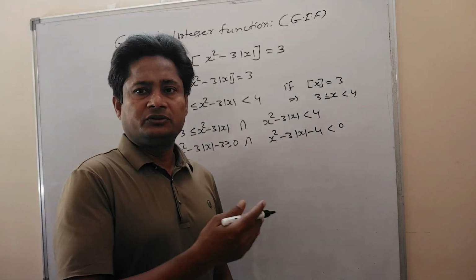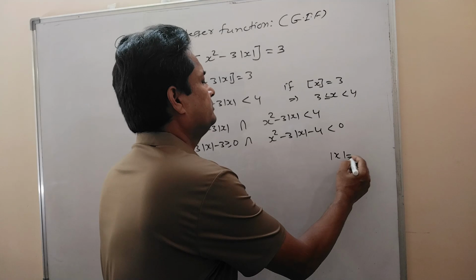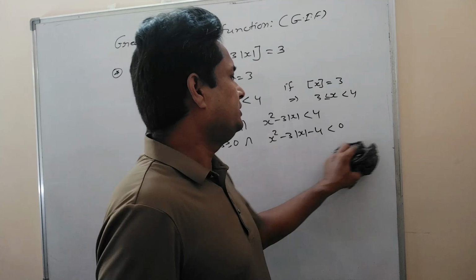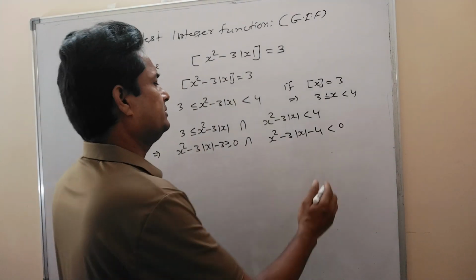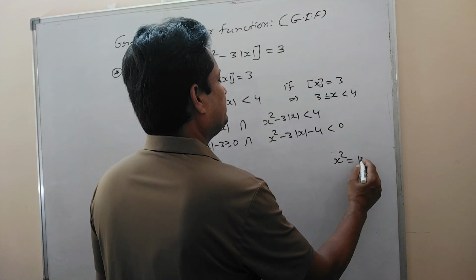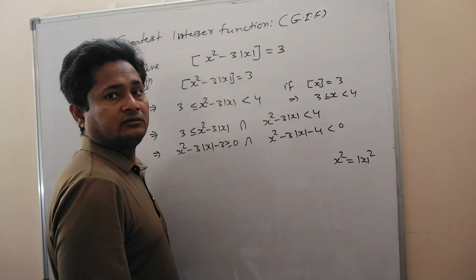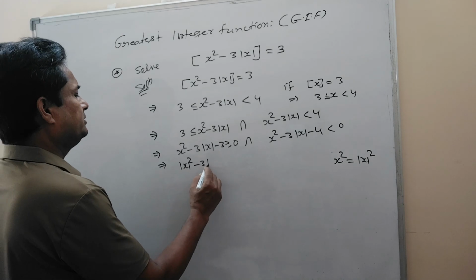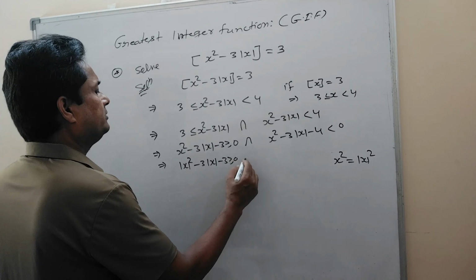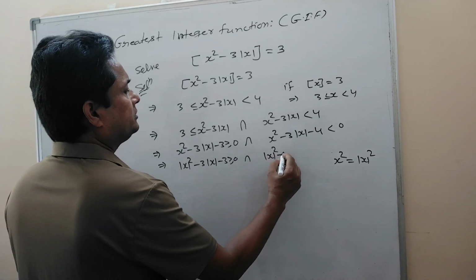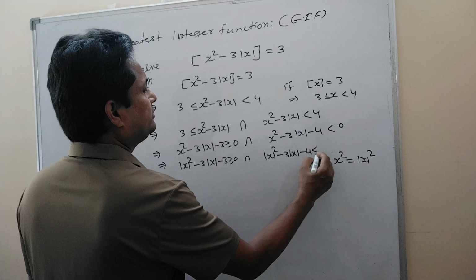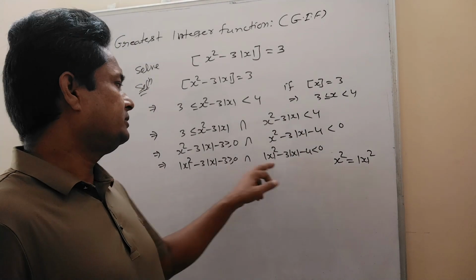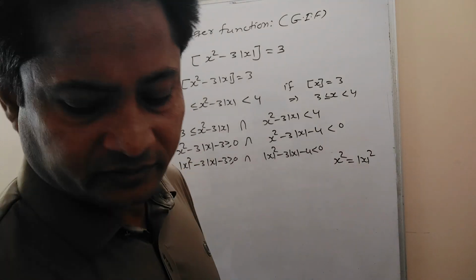Both can be solved by using a property. If we use the modulus function property, x square is equal to mod x square, so this can be written as: mod x square minus 3 mod x minus 3 greater than or equal to 0, intersection mod x square minus 3 mod x minus 4 less than 0. Use this property so that our calculation will be simple.